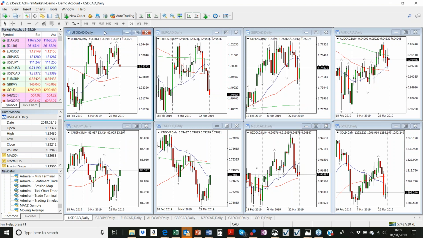We've got dollar against Canadian dollar, euro against Canadian dollar, pound against Canadian dollar, Aussie against Canadian dollar, CAD against the Japanese yen, CAD against the Swiss franc, New Zealand against the CAD, and then once again gold itself. Okay, why would I be interested in gold? Well, of course, Canada is a main exporter of commodities, so things like gold, oil, etc. It's very closely linked to.